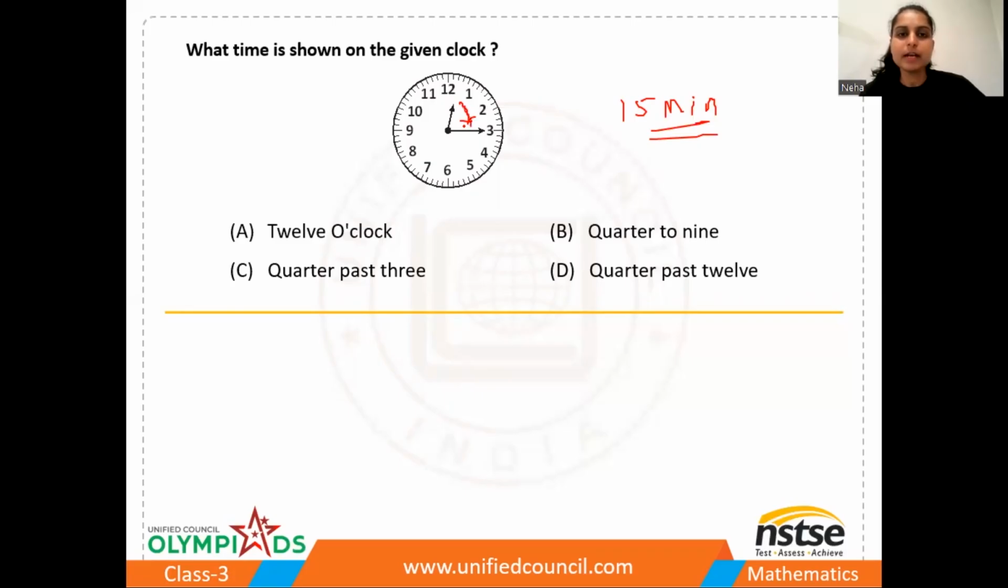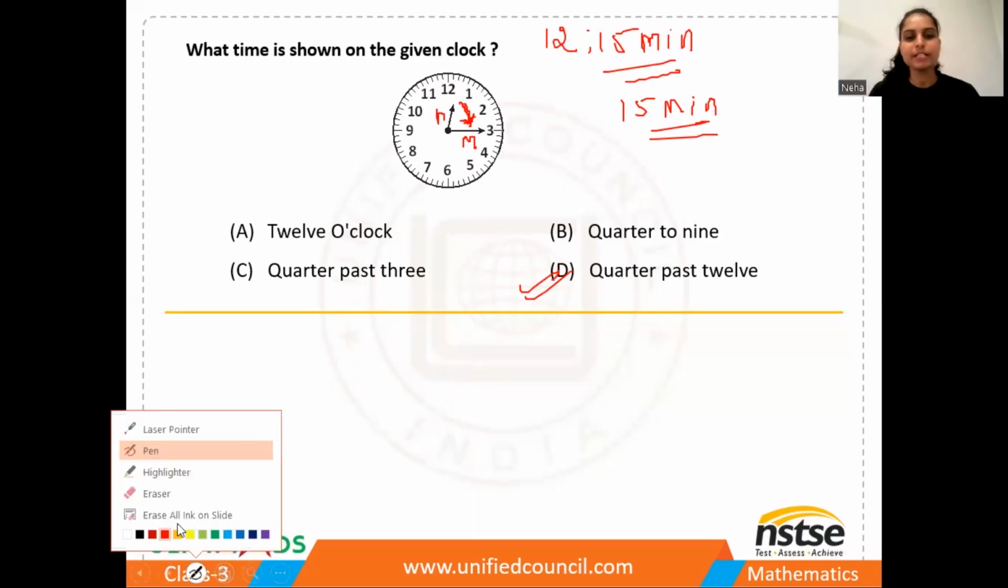So this is 15 minutes away from 12 o'clock because the hour hand is on 12. This is 12 o'clock, and this is 15 minutes away. This is your hour hand and this is your minute hand. So the minute hand is 15 minutes away from 12. Yes, I can say that this is nothing but 12 o'clock and 15 minutes. 15 minutes I call a quarter. So I can say that this is quarter past 12, right? So yes, the time is quarter past 12.